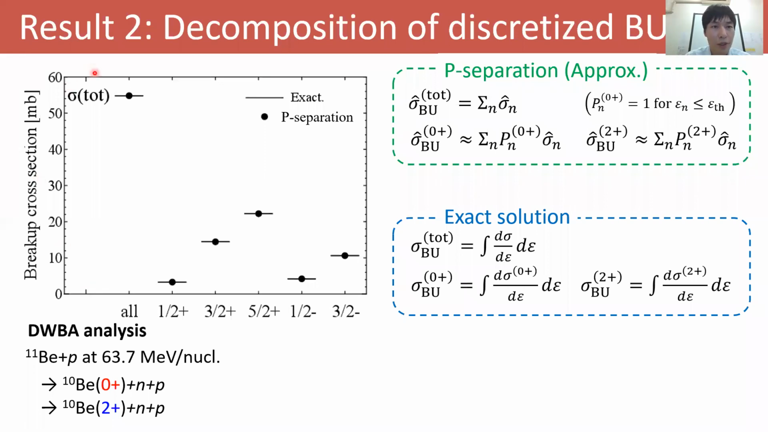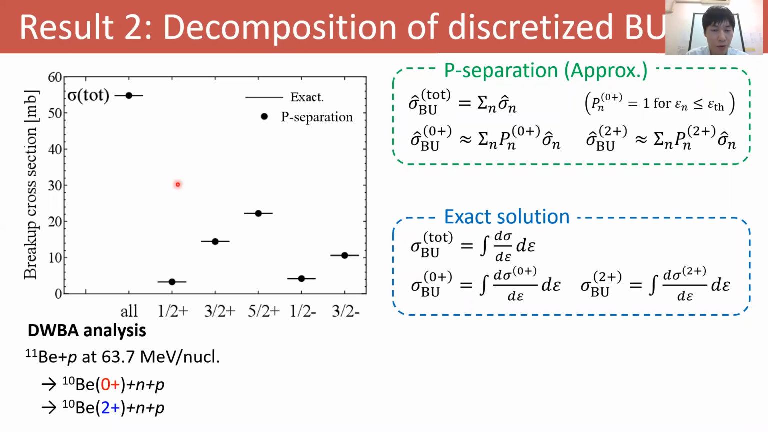In this figure, the total breakup cross-section is further decomposed into each spin parity: 1/2+, 3/2+, 5/2+, 1/2-, and 3/2-. The line shows the exact calculation, and the circle corresponds to the discretized breakup cross-section.